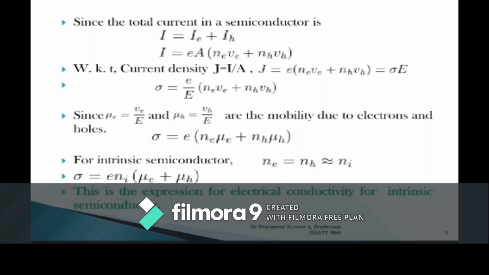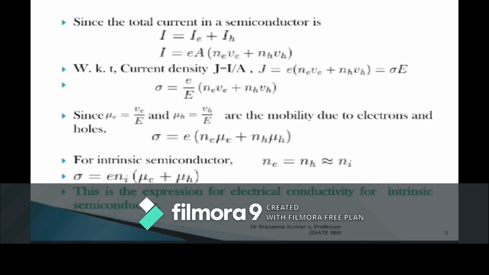We know that our aim is to find the electrical conductivity, which is given by the symbol sigma. How to get this sigma? You know that current density J = I/A, which is equal to sigma times E. So making use of the above expression, I = e A, and dividing, sigma will be e/E within the brackets (n_e v_e + n_h v_h). So conductivity is given by e/E (n_e v_e + n_h v_h).